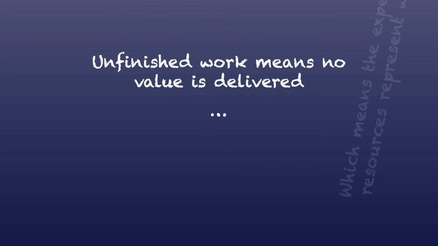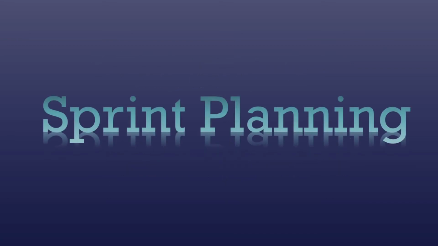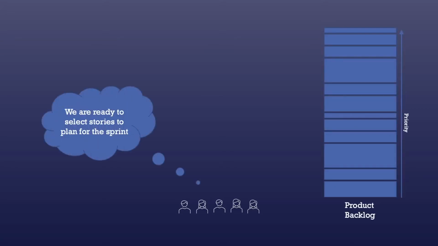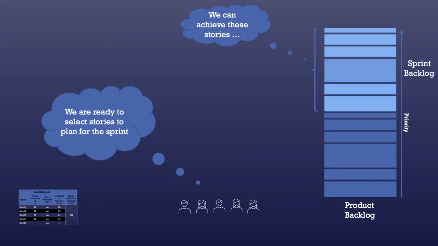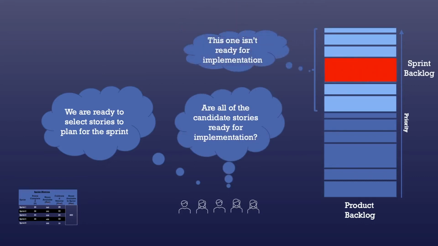Unfinished work represents waste. If work isn't finished, no value is delivered. And if no value is delivered, the investment of resources expended results in no return. Your team has arrived at the sprint planning event and is ready to select stories from the product backlog for the new sprint. Based on their historical velocity metrics, they consider candidates for planning from the top of the prioritized product backlog. They review the candidate stories and determine that one of the stories doesn't satisfy readiness criteria for implementation, pulling in ready stories as a result.